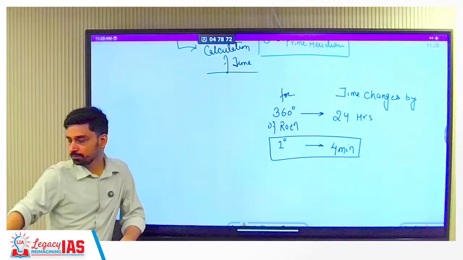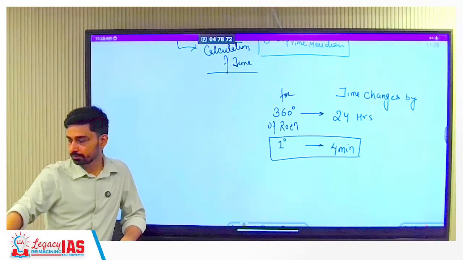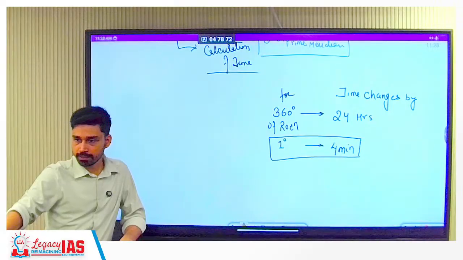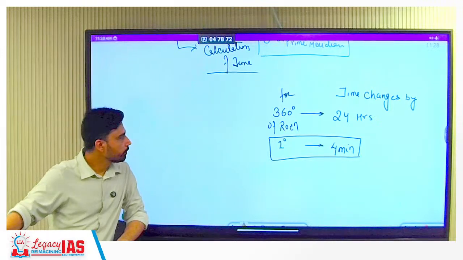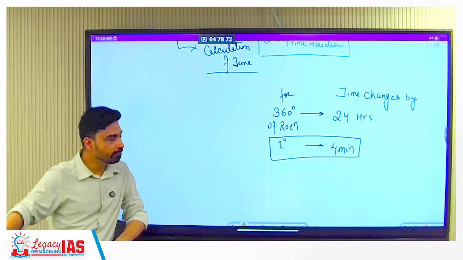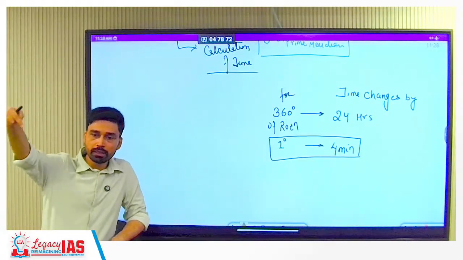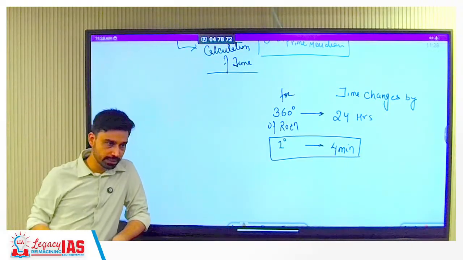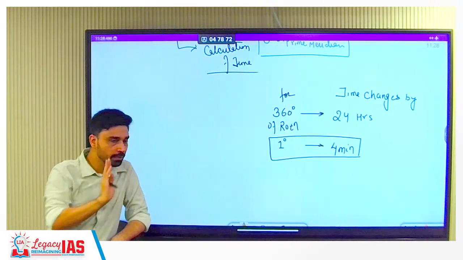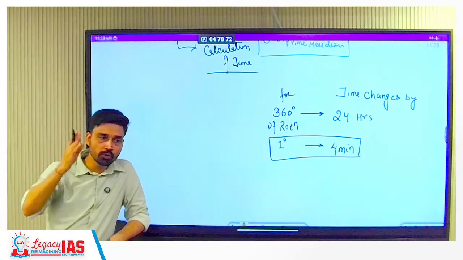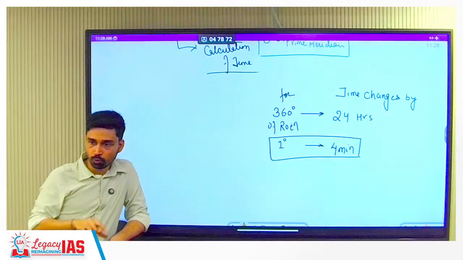So for every degree of rotation, time changes by 4 minutes. Clear? Simple calculation, 360 and 24, and that's how it works. So for every degree of rotation, it will vary by how many minutes? 4 minutes. And we have divided the Earth into how many longitudes? 360. So you can also say that for every degree change of longitude, time will vary by 4 minutes. So if you are at 0 degree and someone asks you what will be the time at 1 degree of longitude, it will be 4 minutes different.